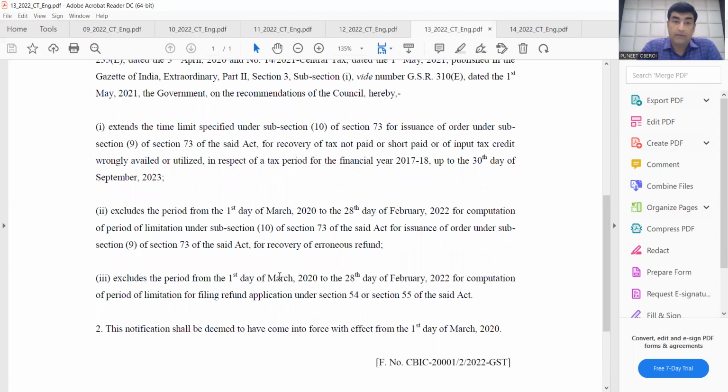It also gives a benefit now that for the filing of refund application under section 54 or 55 of the Act, this period of 1st March to 28th February 22 will also be excluded. So we also know that there was a limitation period of 2 years. So that limitation period calculation now will get exclusion of this period, first day of March 2020 to 28th of February 2022. So this period will be excluded.